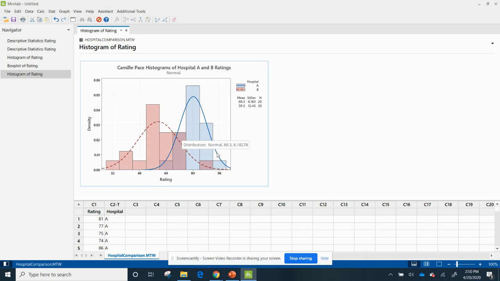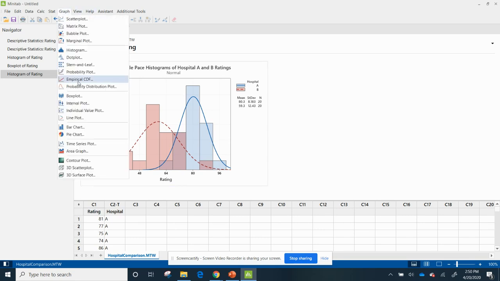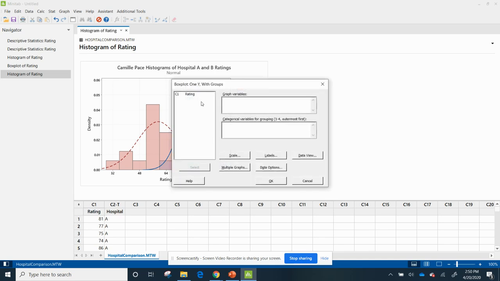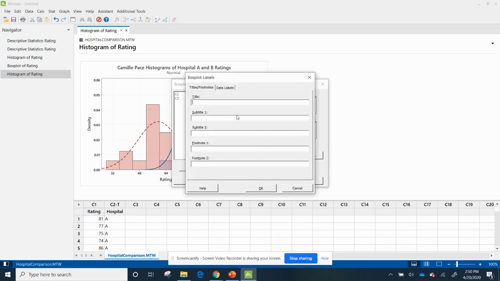All right, let me show you another really cool thing to give you a different way to look at this. I'm going back to graphs, going back to box plots, and I'm going to do with groups. I'm going to hit OK. Again, I'm going to do ratings, and here I'm going to do hospital. And then again, of course, I'm going to label it Camille Pace, box plots of hospital A and B ratings. Okay, so I've got both things right now. I'm going to hit OK.